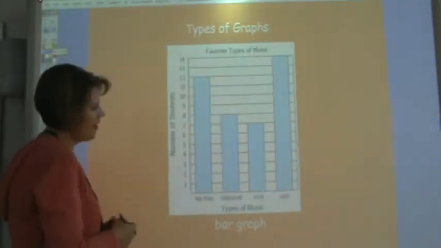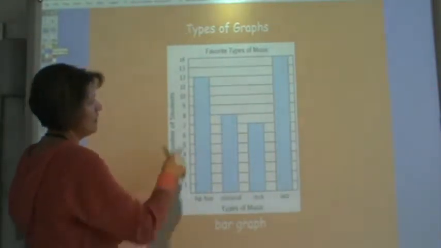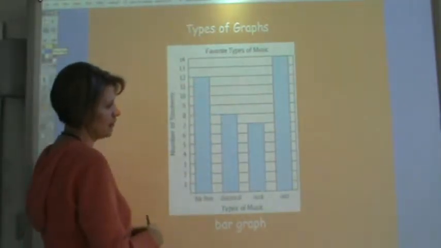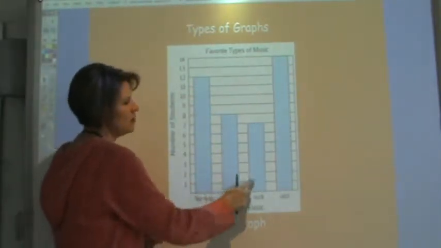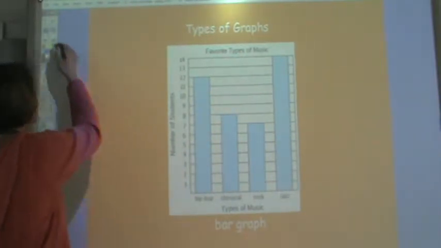So here's a bar graph. We've got our types of music. This must have been a poll, maybe, favorite types of music. The number of students that said they liked that particular type of music. In a bar graph, the bars do not touch. Okay, we'll talk about another type in a second.